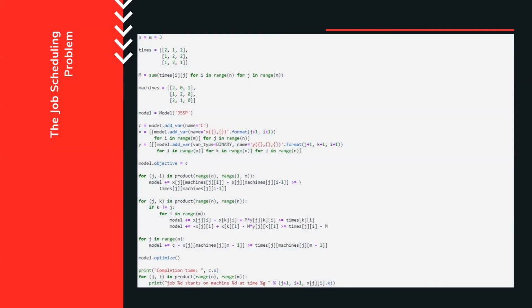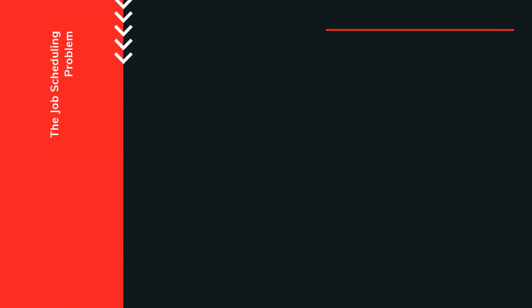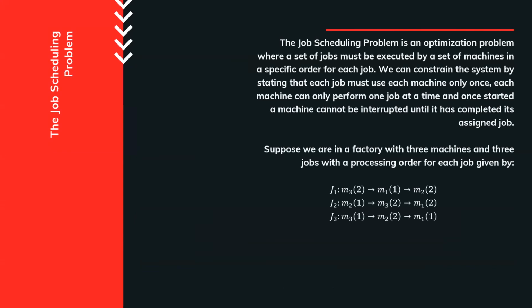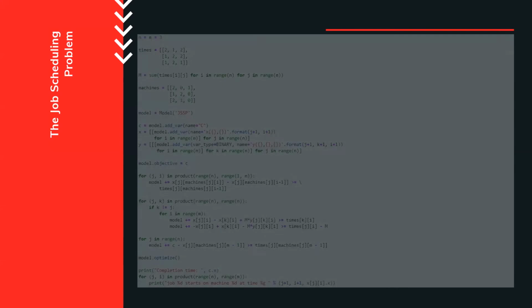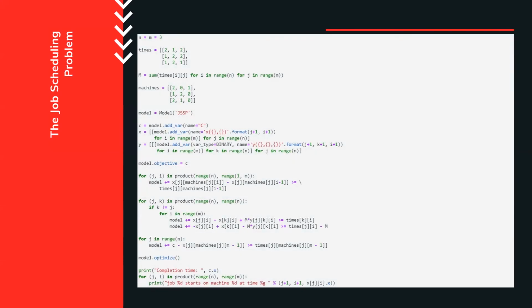All you have to do is just put the times in the matrix that they're given in the initial problem here. So 2, 1, 2, 1, 2, 2, 1, 2, and 1. Then you put the machines, you could put them 1, 2, 3, started with 0. It doesn't really matter. And it'll give you the completion time.